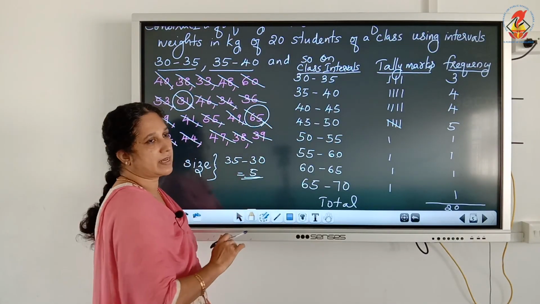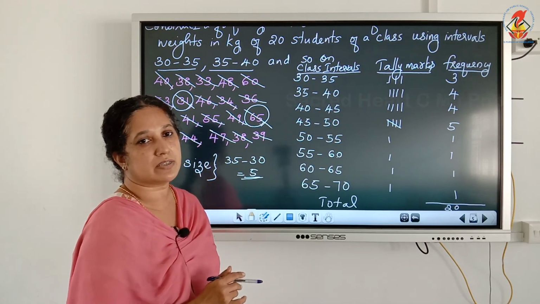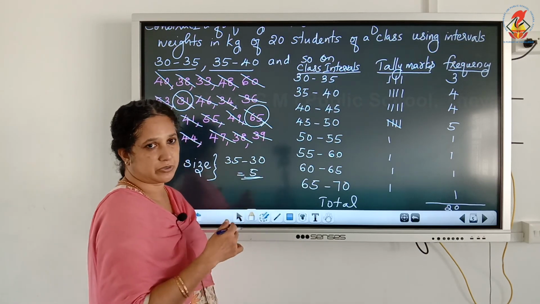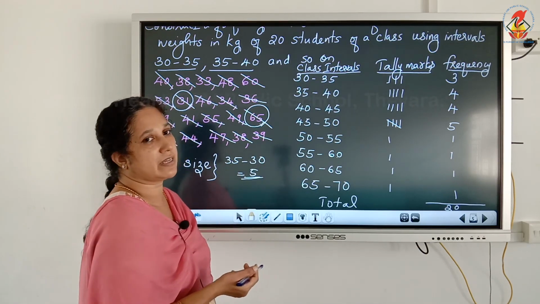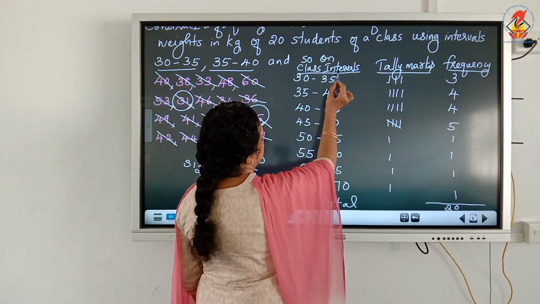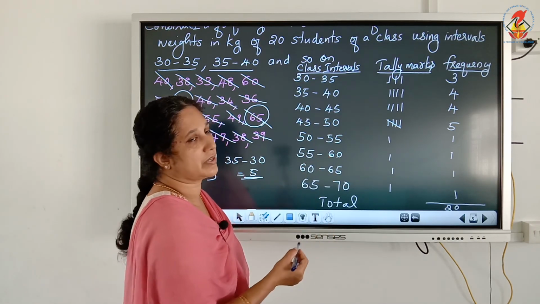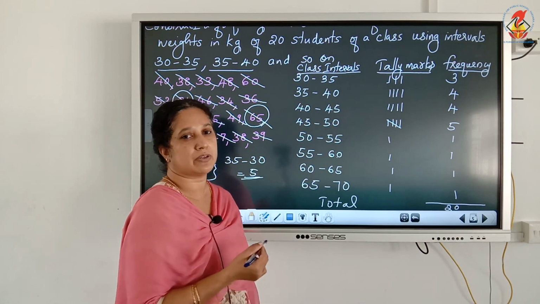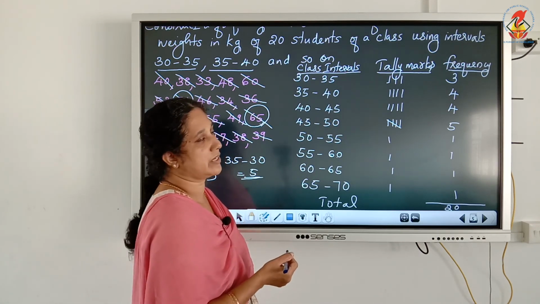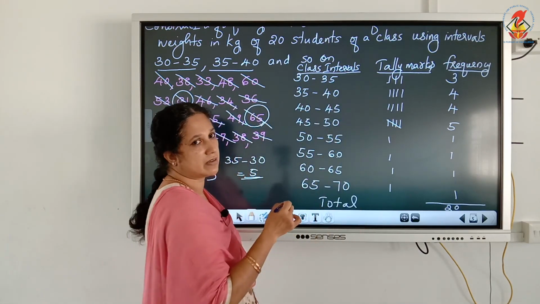In this way we can make the table, and this frequency distribution is known as a grouped frequency distribution, because we divided the data into different groups, and each group we call a class interval. The first column is under the heading class intervals, the second is tally marks, and the last is frequency, meaning how many times a particular entry occurs. The number of times a particular entry occurs gives the frequency. So what is the frequency of the class interval 30 to 35?